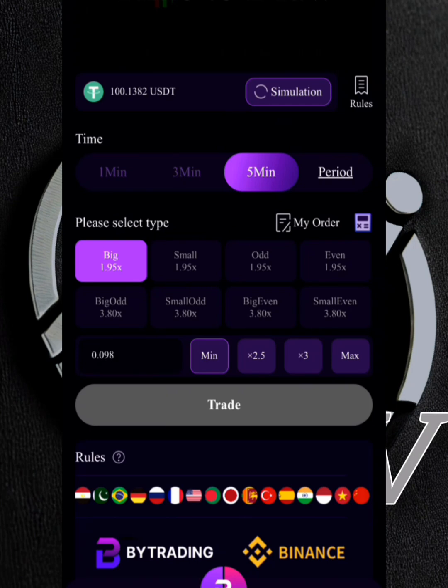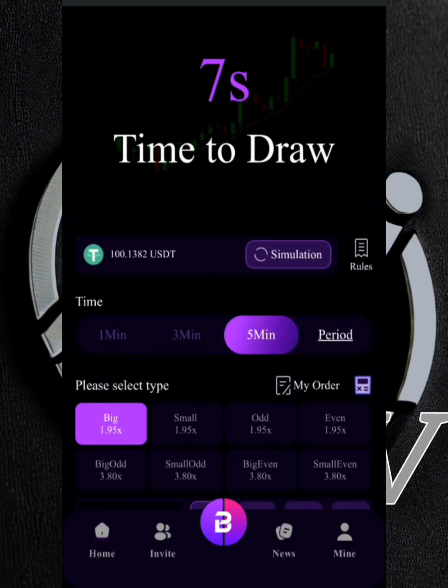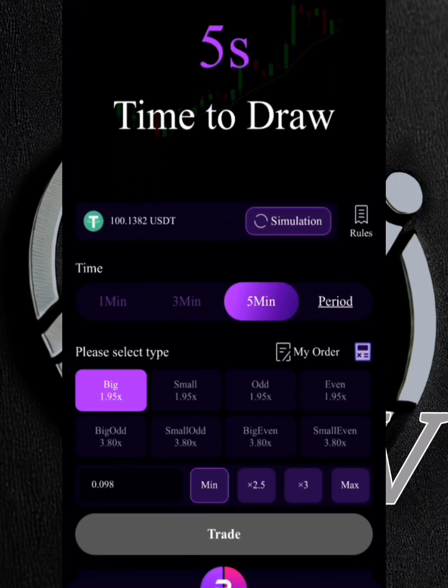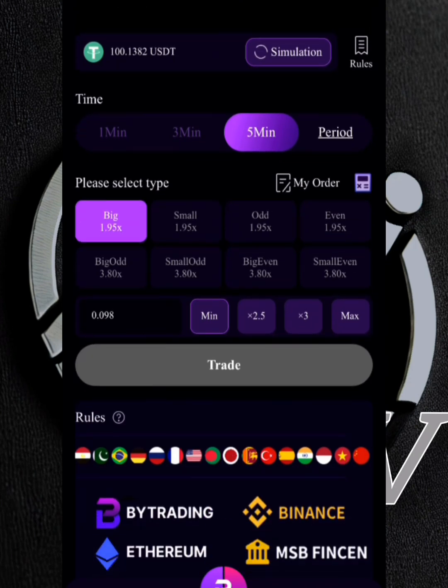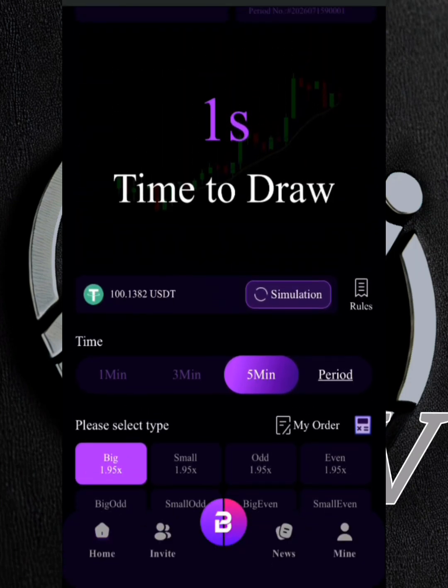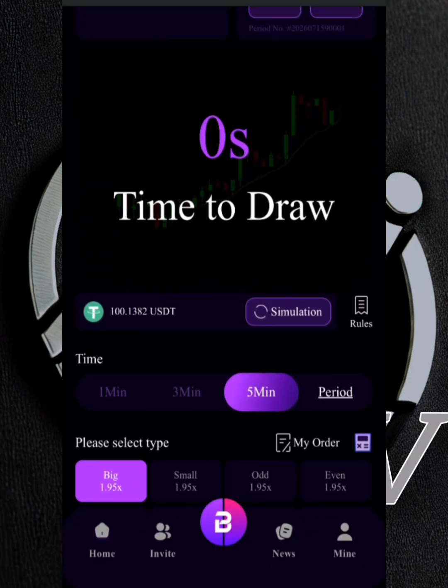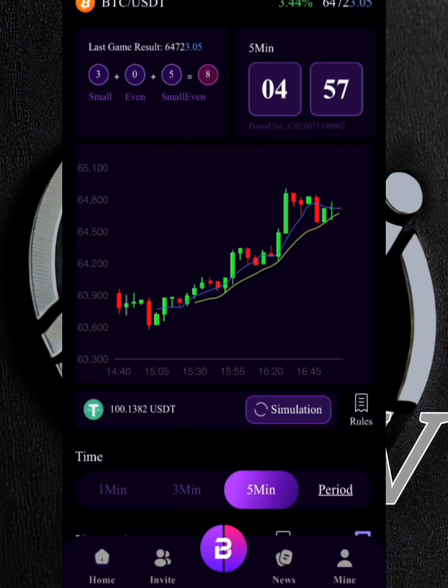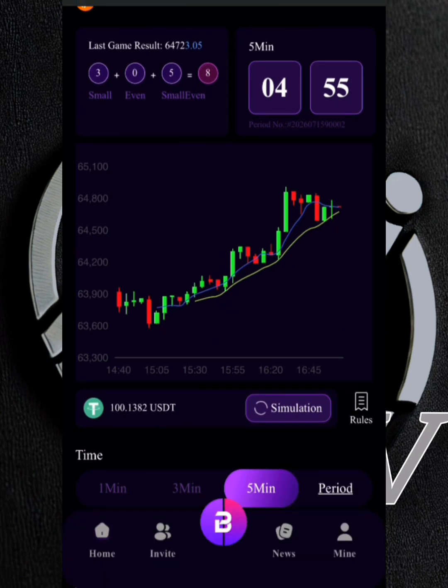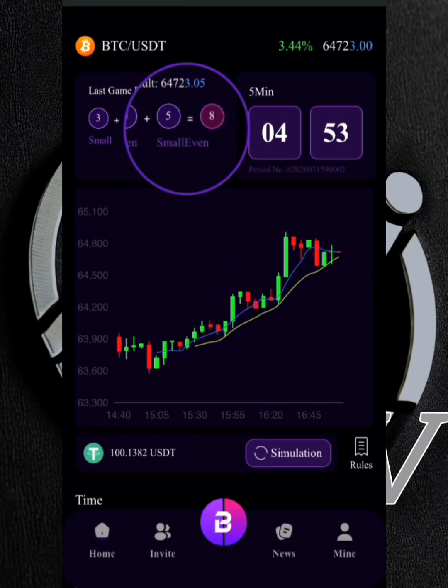Guys, I was not able to meet up with this particular phase. The time ran out before I could click trade. You should take note that once the countdown has gotten to 10, I won't be able to place any trade again. That was what happened to me. I'll have to wait for this first phase and then join the second phase. The result of the first phase is out and it resulted in small even. It's actually a loss.